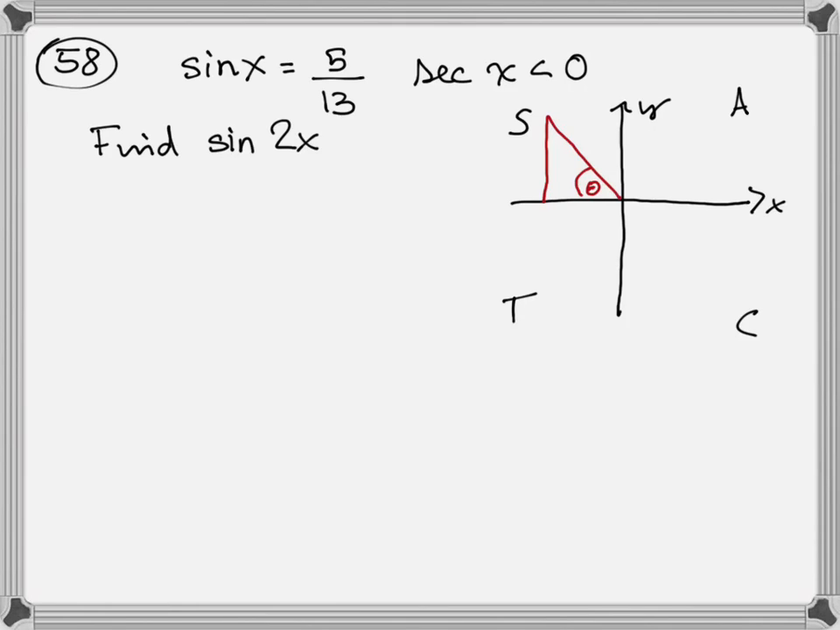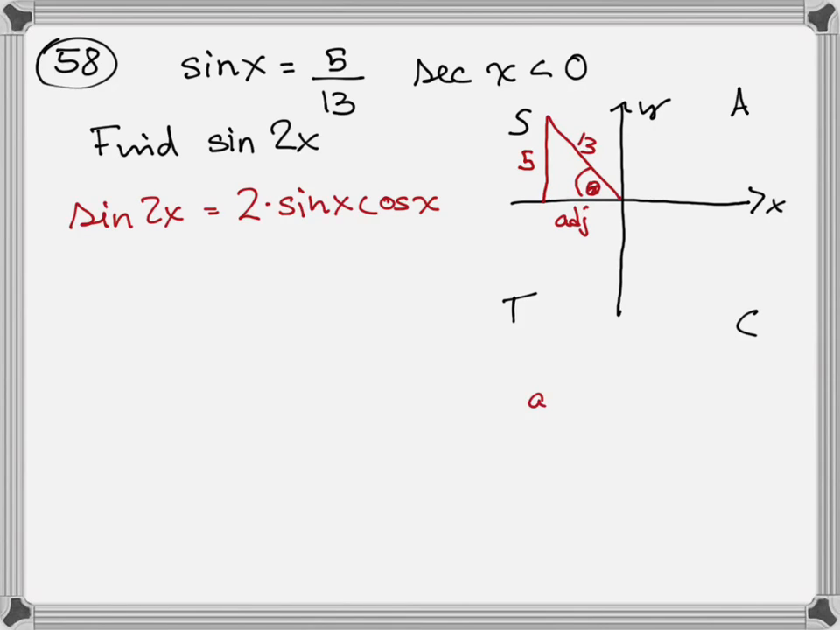Here's our angle, x in this case. We have 5 opposite over hypotenuse 13, and this is what's given. So let's write the double angle formula for the sine of 2x down, which is 2 times sine of x cosine of x. Okay, so we have the sine of x. What we don't have is the cosine of x. So let's find the adjacent side.